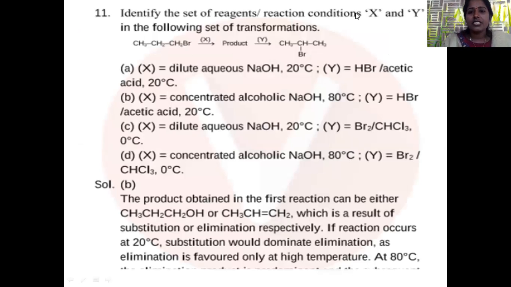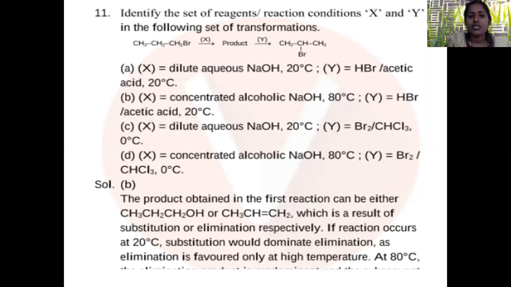Identify the set of reagents and reaction conditions in the following transformation. When we take 1-bromopropane and treat it with reagent X, a product is generated, and a further reaction leads to formation of 2-bromopropane. The condition here is that 1-bromopropane should be converted into 2-bromopropane through one intermediate compound. Then we have to find out the required conditions to convert 1-bromo into 2-bromo.